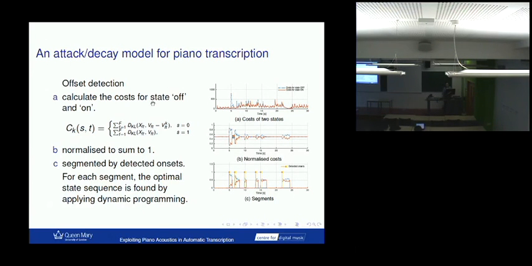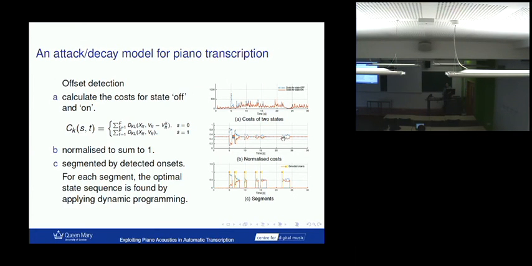And for offset detection, we first calculate the cost of state off and on for each pitch. For state on, it's just the reconstruction error between the spectrogram and the reconstruction. And the state off is between the spectrogram and the reconstruction without that pitch. After we calculate that, we normalize the two states, so we can clearly find this is on stage, on stage, on stage, and here.